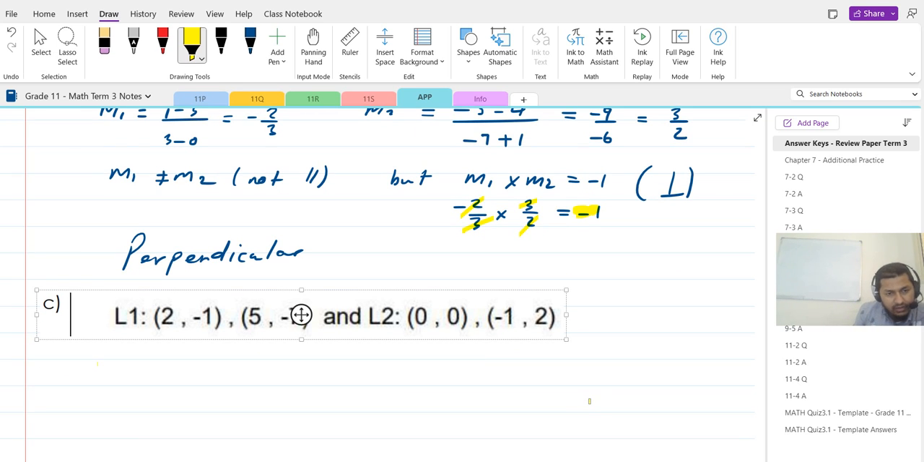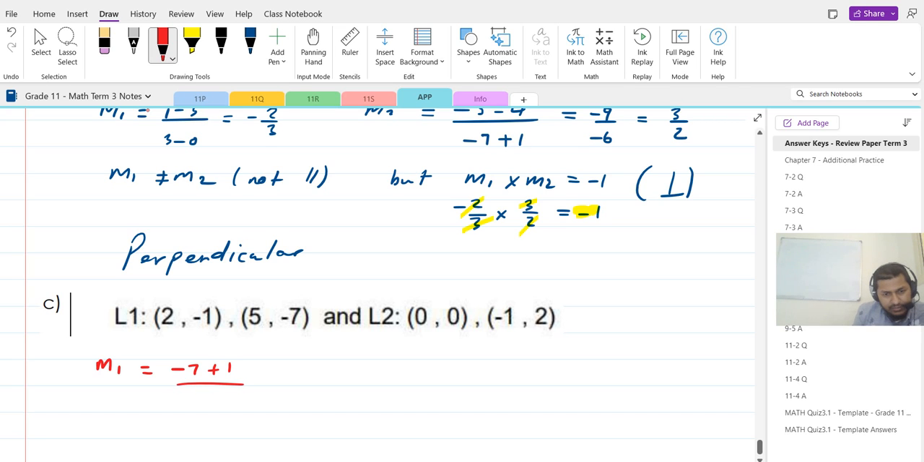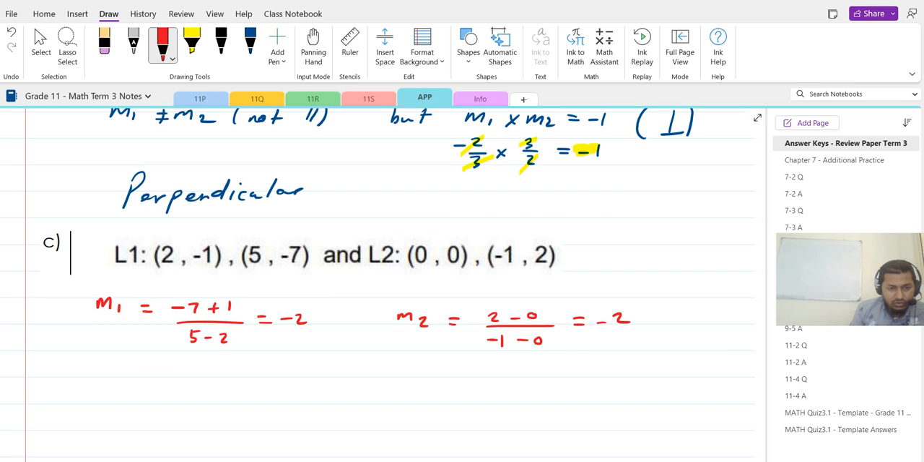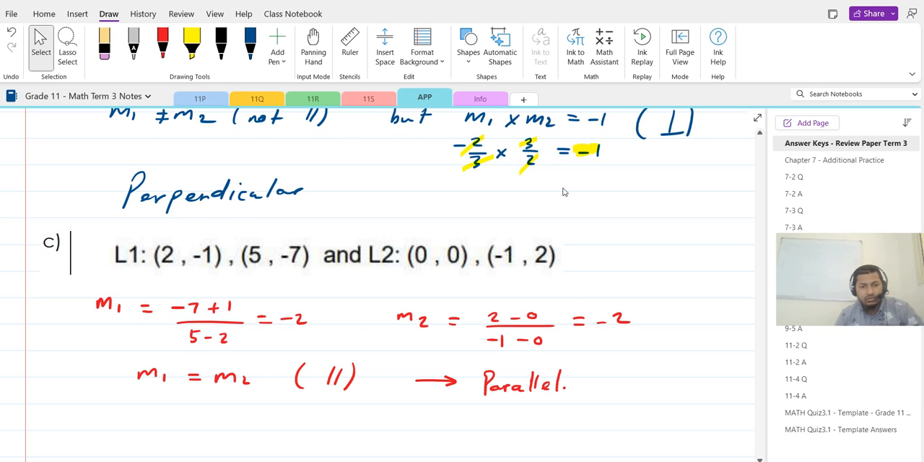What's m1? So y2 minus y1 over x2 minus x1. -7 minus -1, so in other words +1. 5 minus 2, so we have -6 over 3, which is -2. And m2 is 2 minus 0 divided by -1 minus 0, so we're just getting -2. So we can see the slopes are equal, so the lines are parallel. So m1 equals m2, so what is it? Parallel. So what's the answer? You can just write down parallel. Lines L1 and L2 are parallel but not perpendicular.